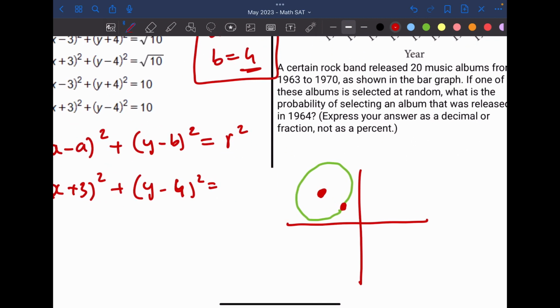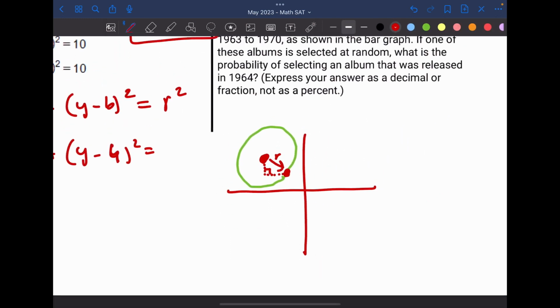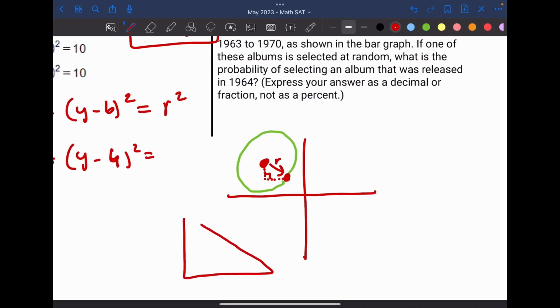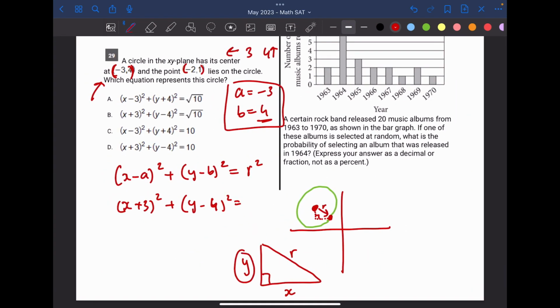Now you want to find out what this distance is. If I zoom in a lot, this is the Pythagoras theorem. Imagine this was a right angle triangle. So you want to find the vertical distance and the horizontal distance and find the radius from that, because this is going to be the radius. So I'm going to draw a triangle here. This is the radius, this is the vertical distance, and this is the horizontal distance, x. So now we want to find out what the vertical distance is, y.